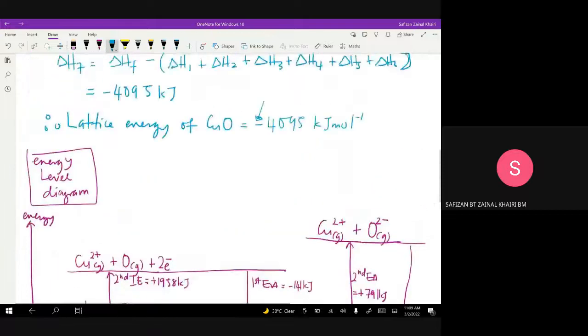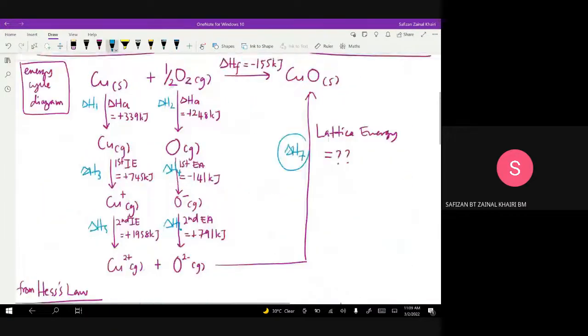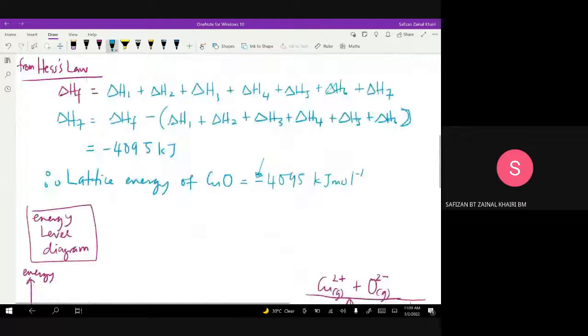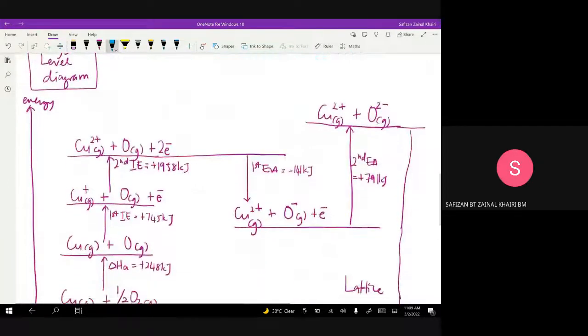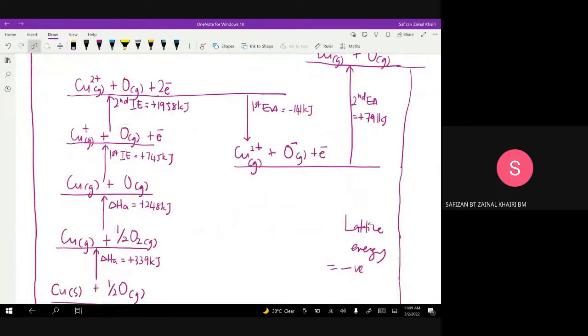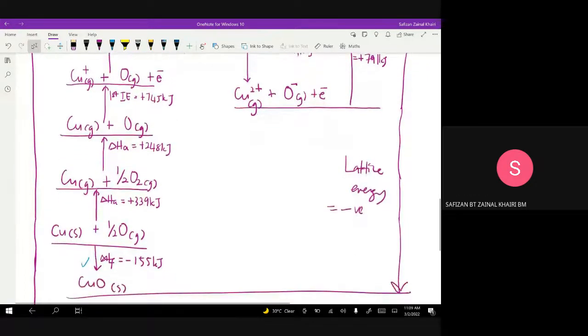Cuma ada dua jenis cycle. Okay, this is energy cycle diagram. This is the energy level diagram. Tapi kedua-duanya adalah Born-Haber cycle dan kedua-duanya akan apply Hess's law.